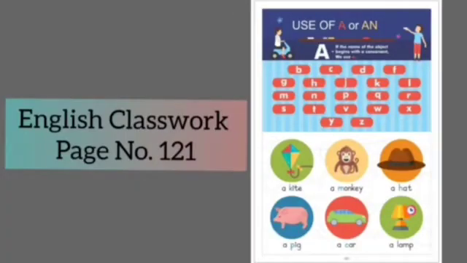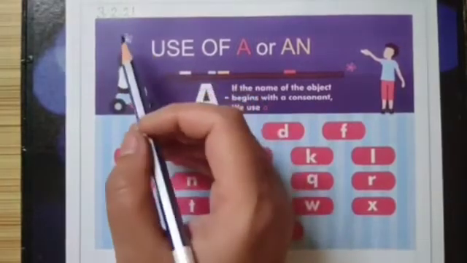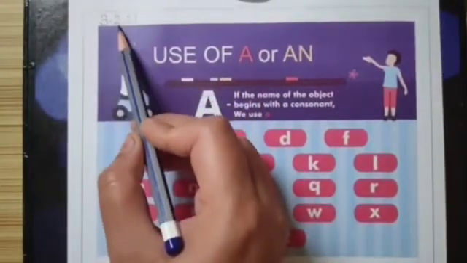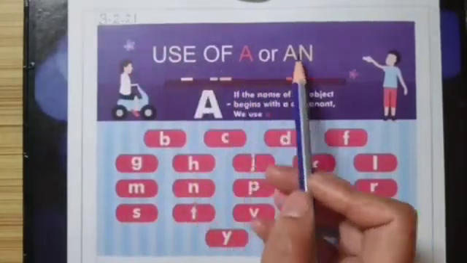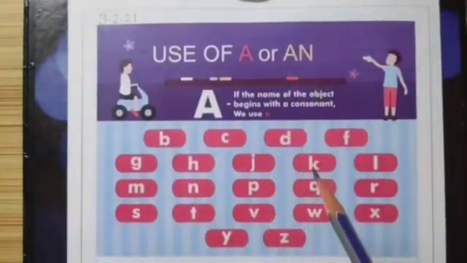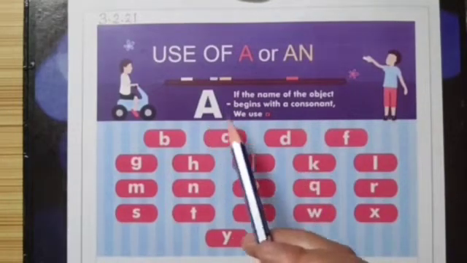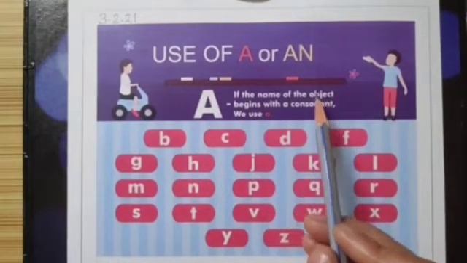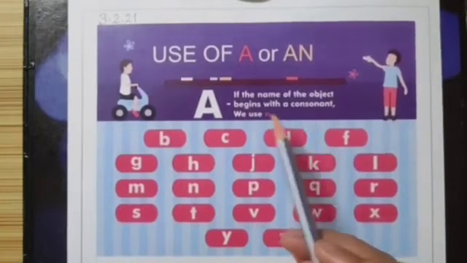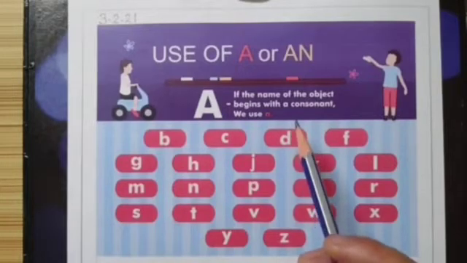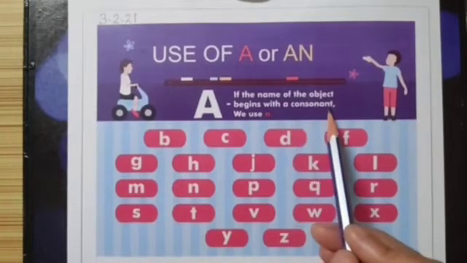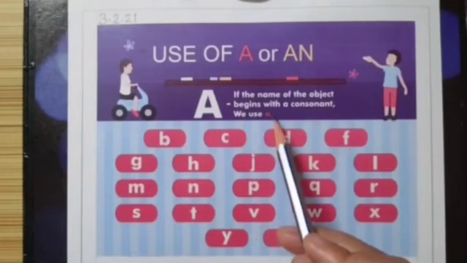Kids, you have to open page number 121 of your English workbook. Kids, here I have written today's date, that is 3.2.2121. Use of A or An. First of all, we will learn about use of A. If the name of the object begins with a consonant, we use A. That means अगर किसी भी ऑब्जेक्ट का फर्स्ट अल्फ़ाबेट कॉन्सोनेंट से शुरू होता है तो हम यूज करेंगे A.